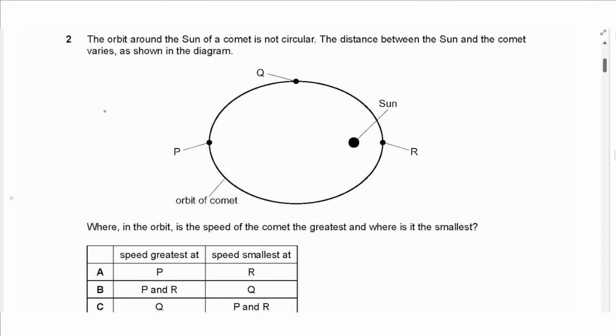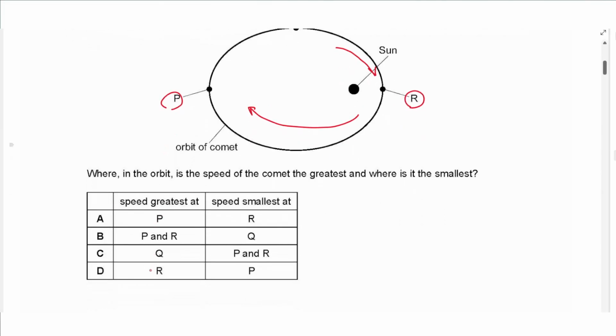The second question says the orbit around the sun of a comet is not circular. The distance between the sun and the comet varies as shown in the diagram. Where in the orbit is the speed of the comet the greatest and where is it the smallest? The comet speeds up as it gets closer to the sun and slows down as it goes away from the sun. So highest speed is at R and lowest speed is at P. So greatest speed R, lowest speed P. So the answer is D.